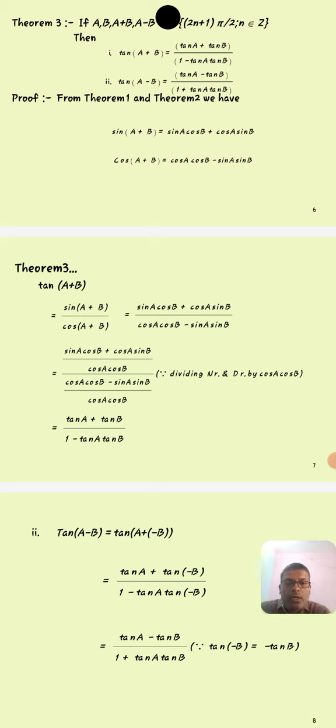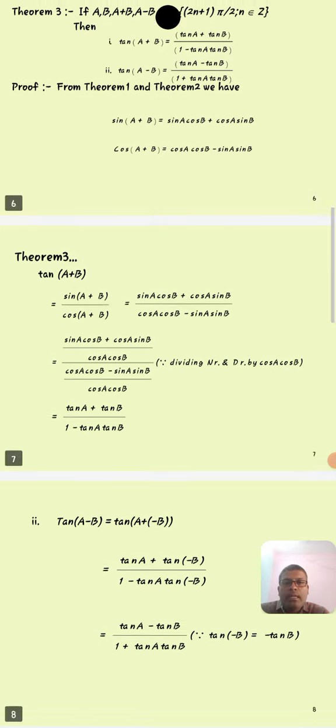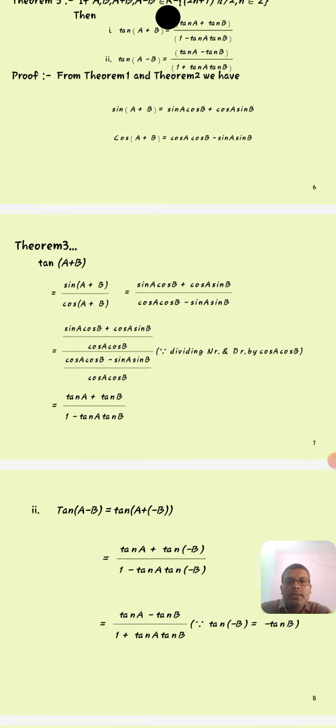Tan means what? Sin by cos. So tan of a plus b we also write as sin of a plus b divided by cos of a plus b. That is equal to, we apply the sin of a plus b formula here, sin a cos b plus cos a sin b, divided by the denominator part, which is the cos of a plus b formula: cos a cos b minus sin a sin b.